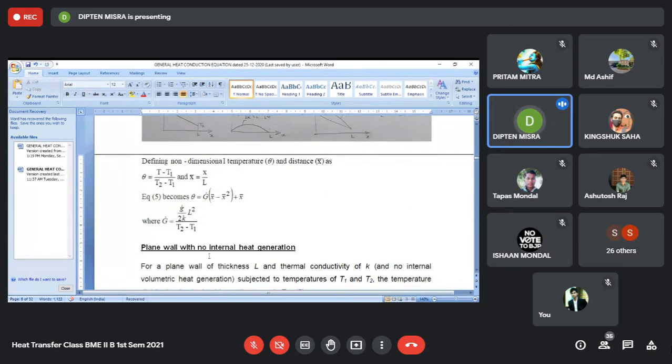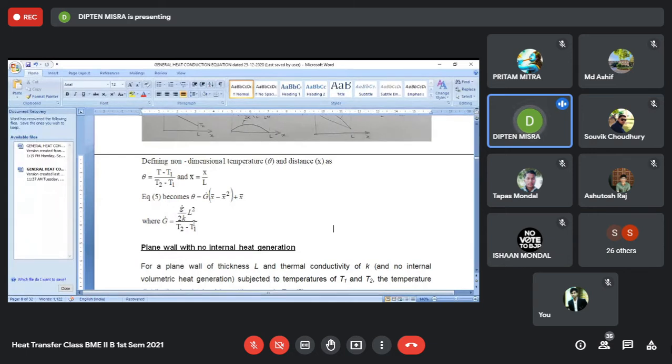So this becomes the equation. If you write theta equal to (T minus T1) divided by (T2 minus T1), and if you write x by L as equal to x bar, such that this represents some kind of a dimensionless temperature, and this represents some kind of a dimensionless distance, then that equation 5 becomes theta equal to capital G dot into (x bar minus x bar square) plus x bar, where G dot is dimensionless, and you can say it represents some kind of a dimensionless source term or heat generation term.